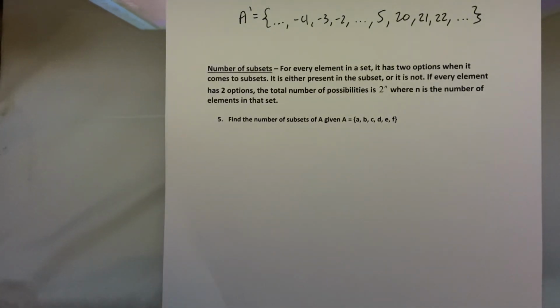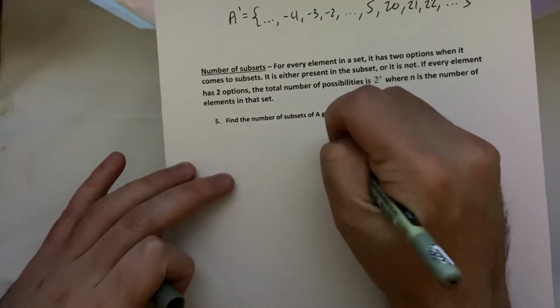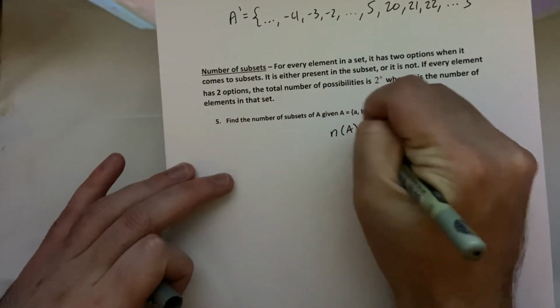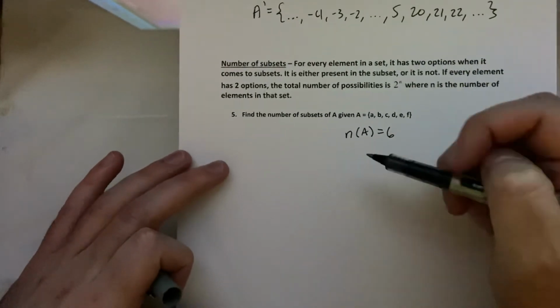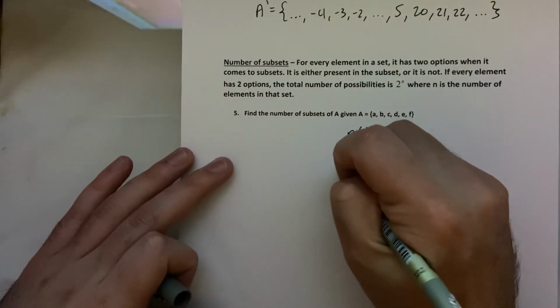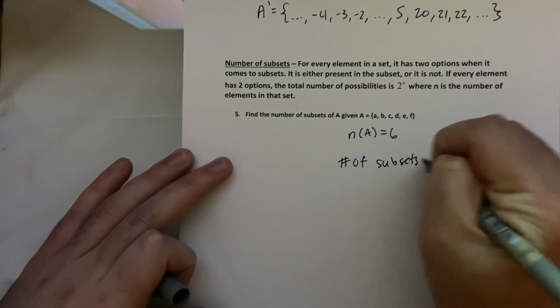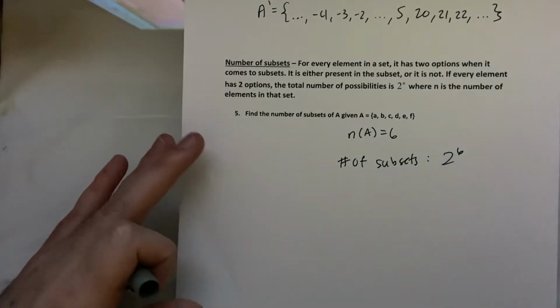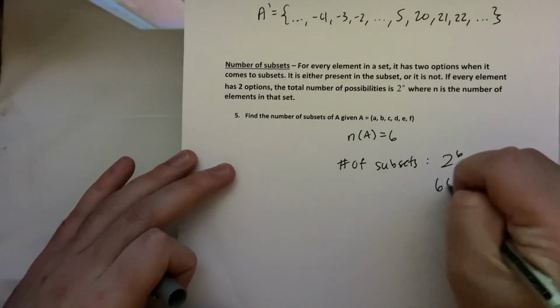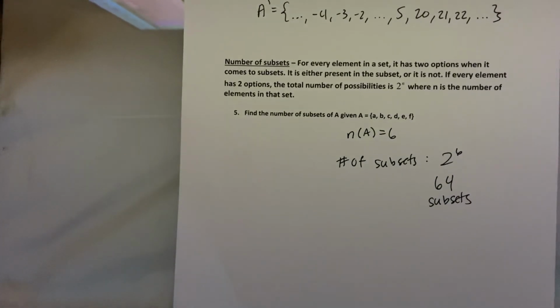So find the number of subsets of A, given A is the set {a, b, c, d, e, f}. Well, we know the number of elements of A is 6. This is a shorthand way to write number of elements. That means the total number of subsets is 2 to the 6th, and 2 to the 6th is 64 subsets. And that is all for 8.1.